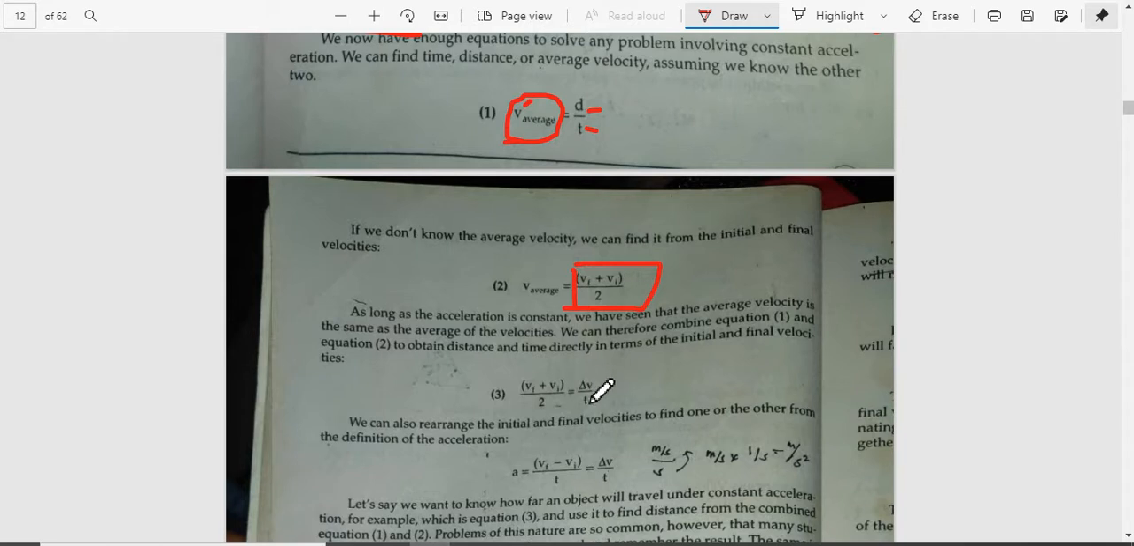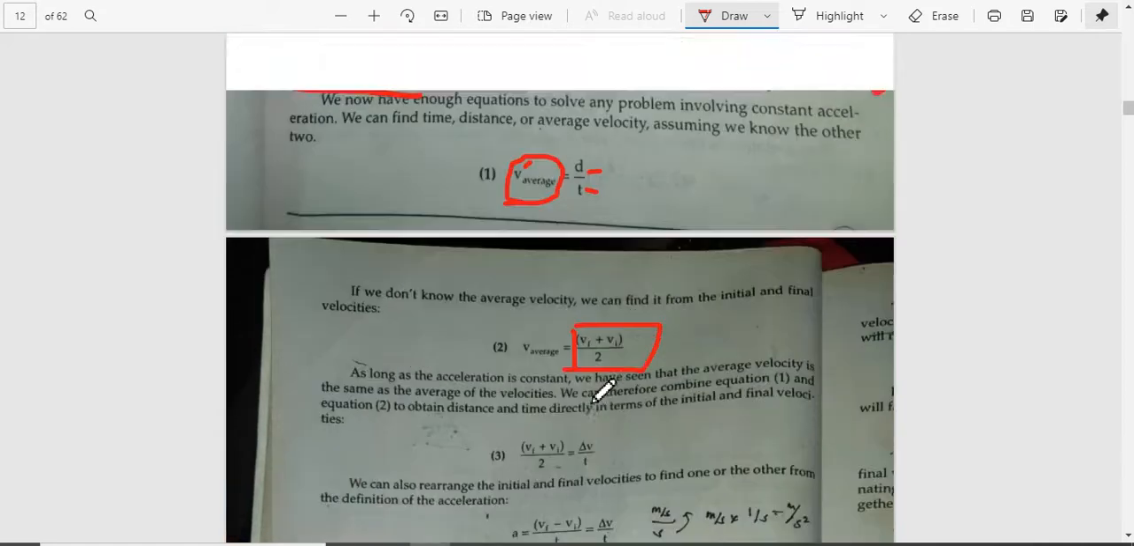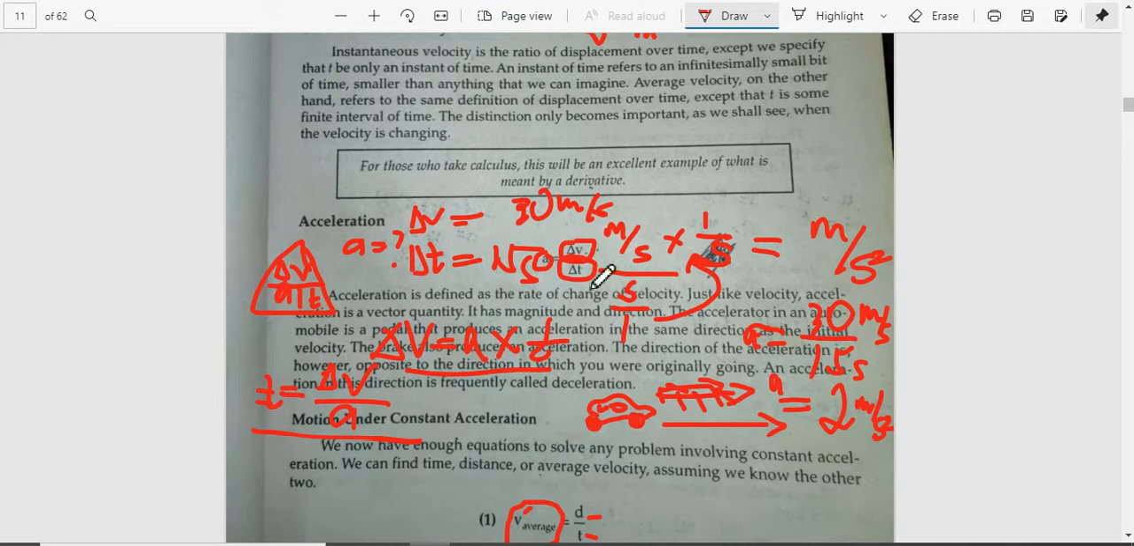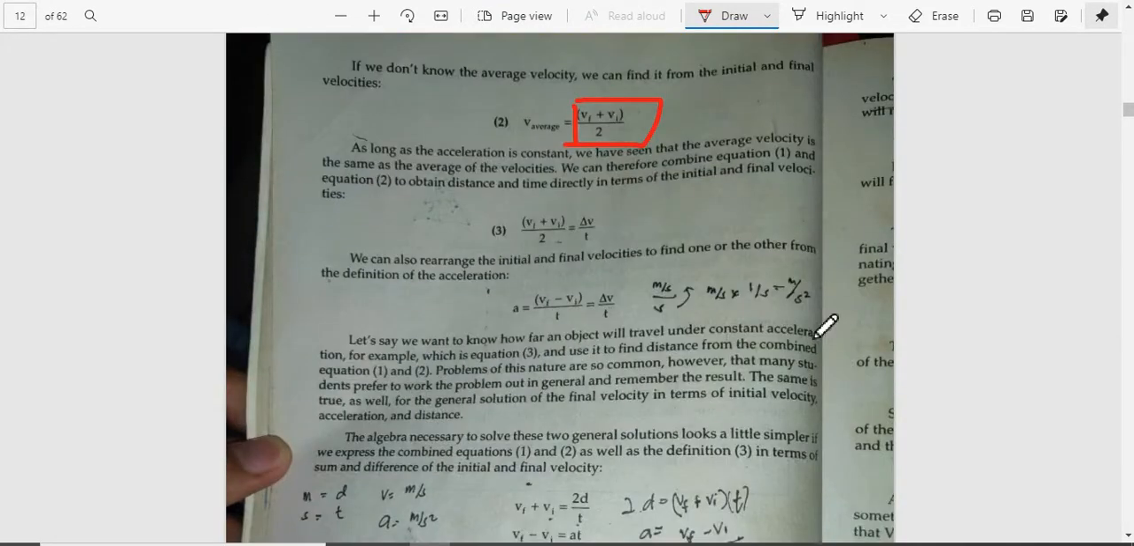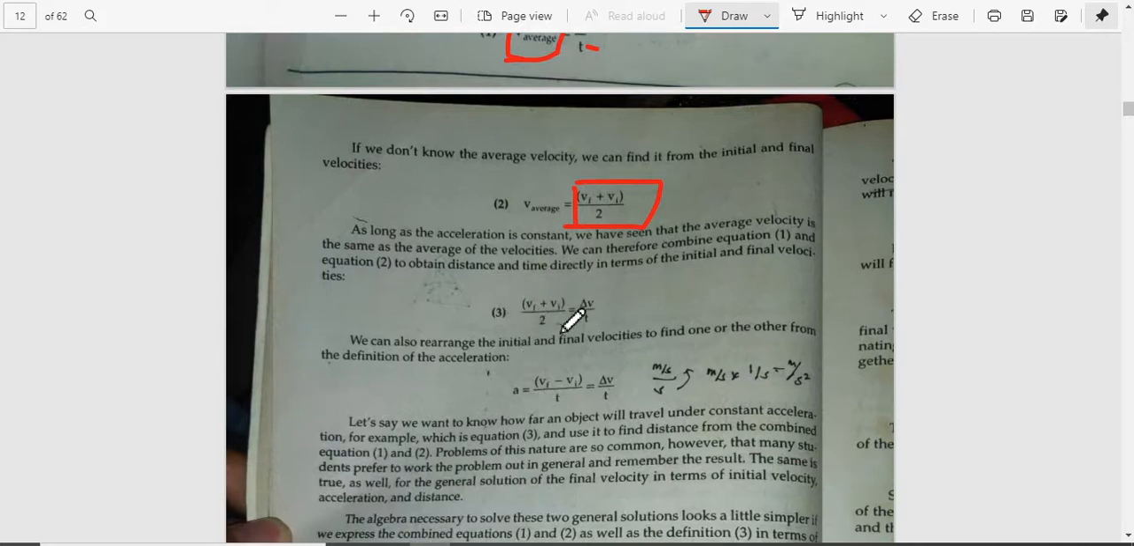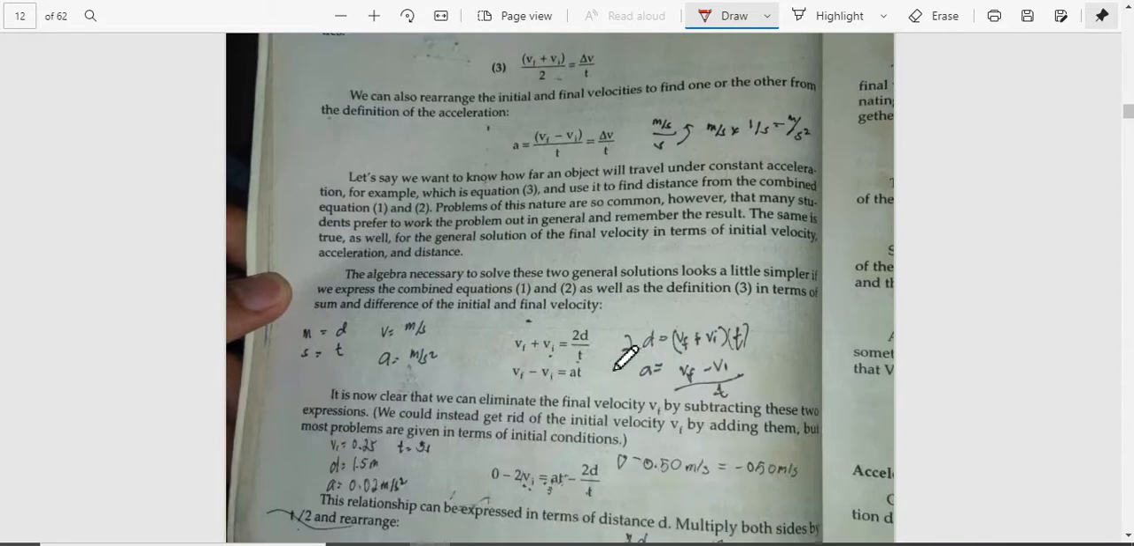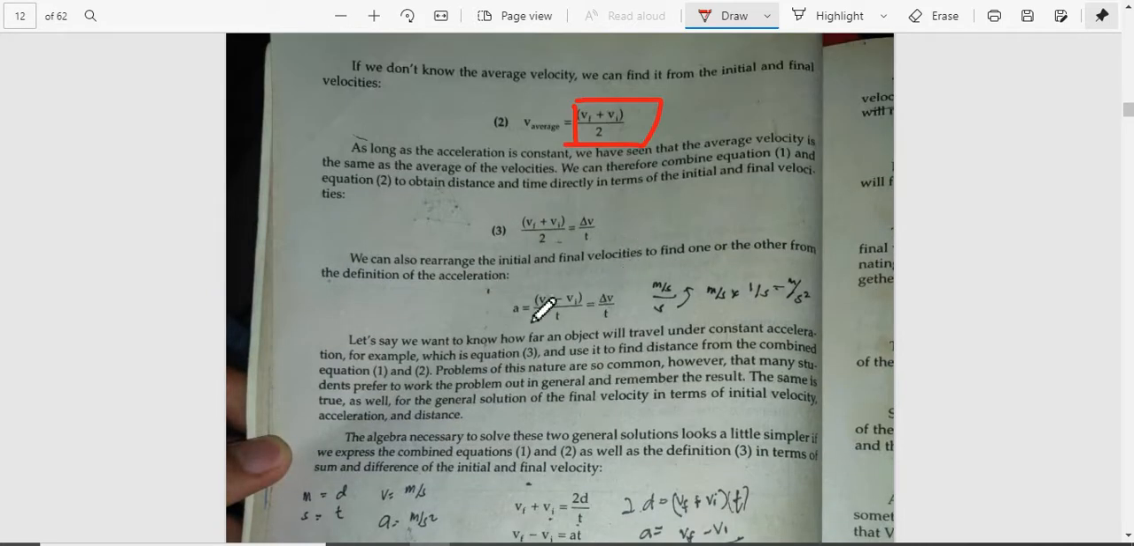The change in your velocity over time is the unit for your acceleration. Remember that. We use V average because your acceleration is constant. We can also rearrange the initial and final velocities to find one or the other that defines your acceleration. So A is equal to VF plus VI over time, which is equal to the change in your velocity over time.